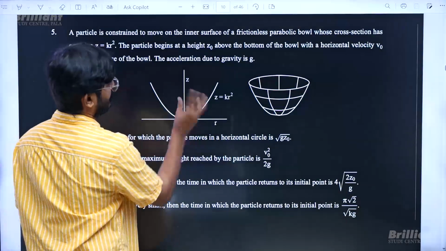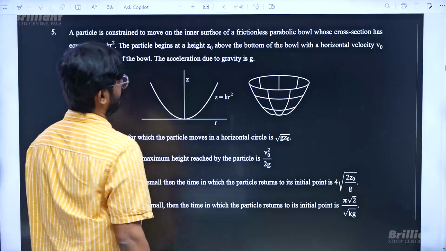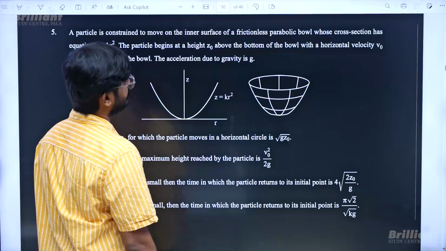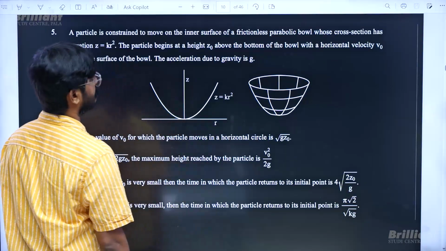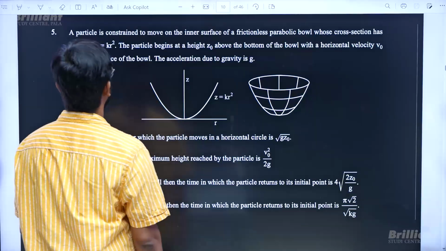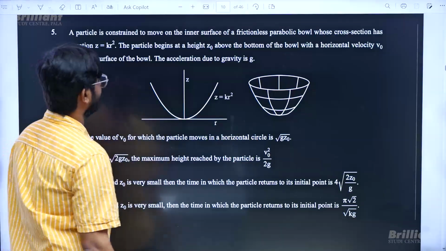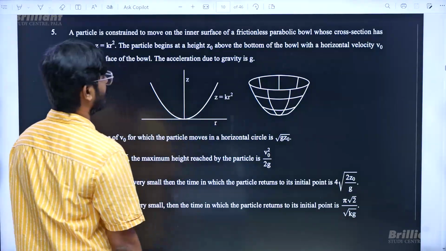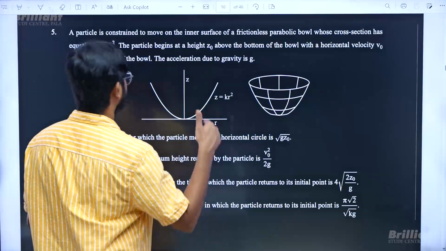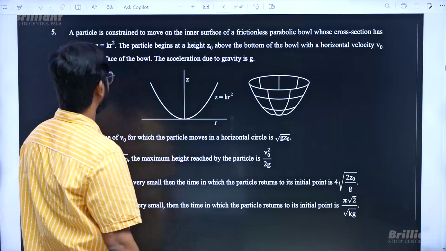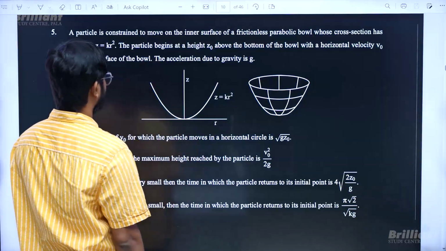It is a parabola. When you rotate a parabola, you get a parabolic bowl whose cross section has the equation z equals kr square. The particles begin at a height z0 above the bottom of the bowl with horizontal velocity v0 along the surface of the bowl. Acceleration due to gravity is g.